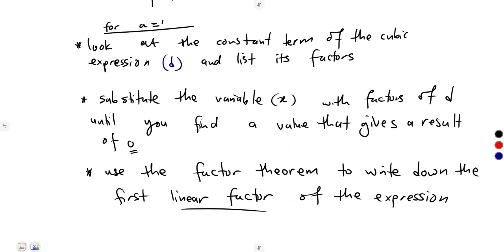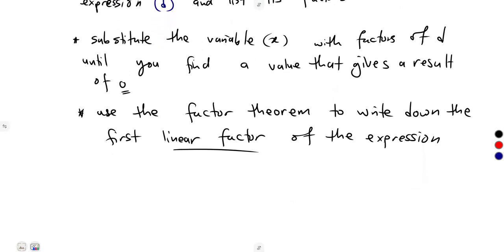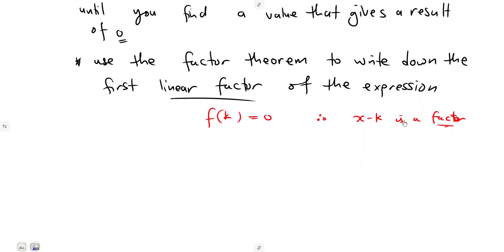So that is the condition. Do not forget your factor theorem: from the value that gave us a 0, x minus k is a factor. So you must obtain a factor from there. That is the condition you have with your factor theorem.